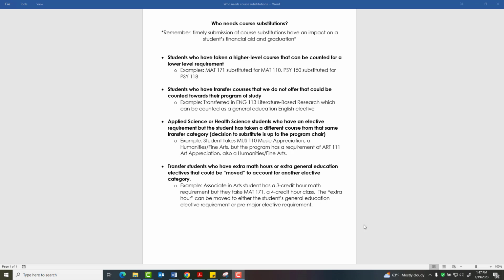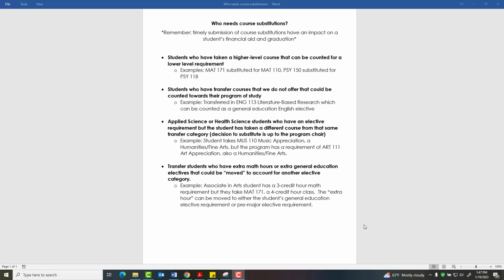It can also have an impact on a student's graduation. For a lot of students, they are unable to apply for graduation when in reality they could have if a course substitution was done, maybe to move some hours around or maybe to substitute one class for another.